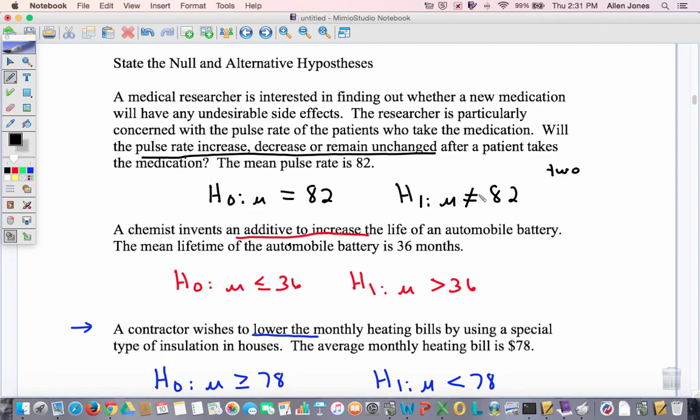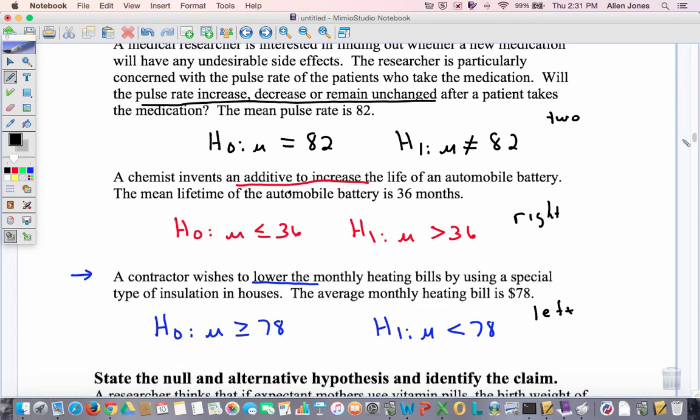Just kind of backtracking here. This is considered to be a 2-tailed test because we have the not equal to. It can be less than or it can be greater than. This is considered to be a right-tailed test because we're greater than 36, which means then this is considered to be a left-tailed test because we're less than 78.